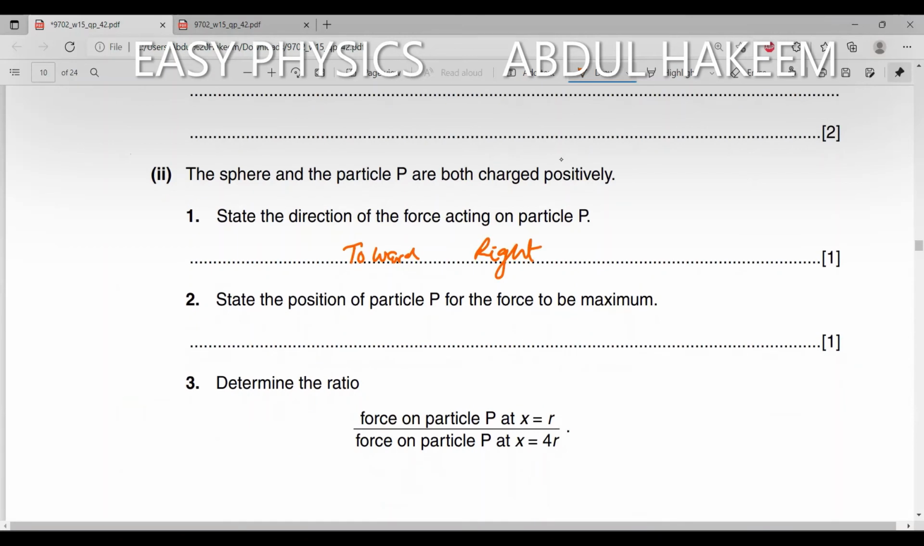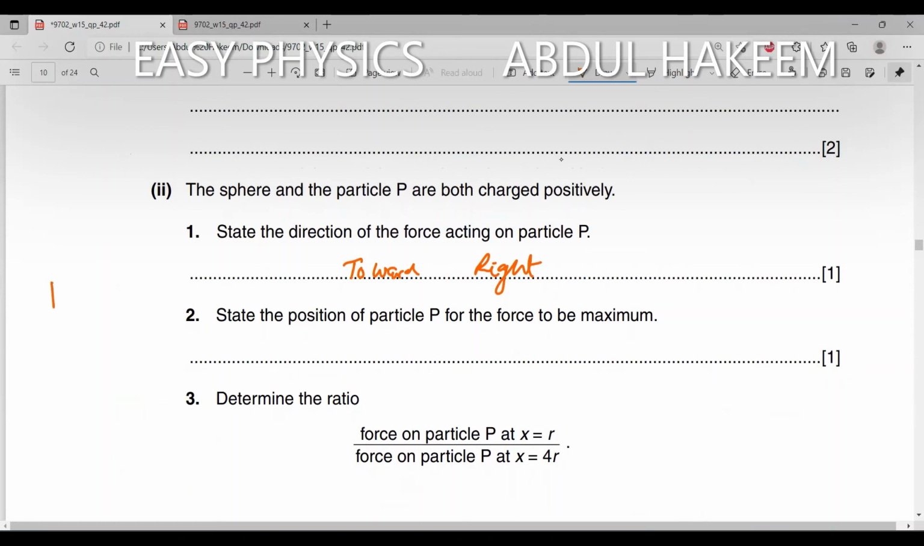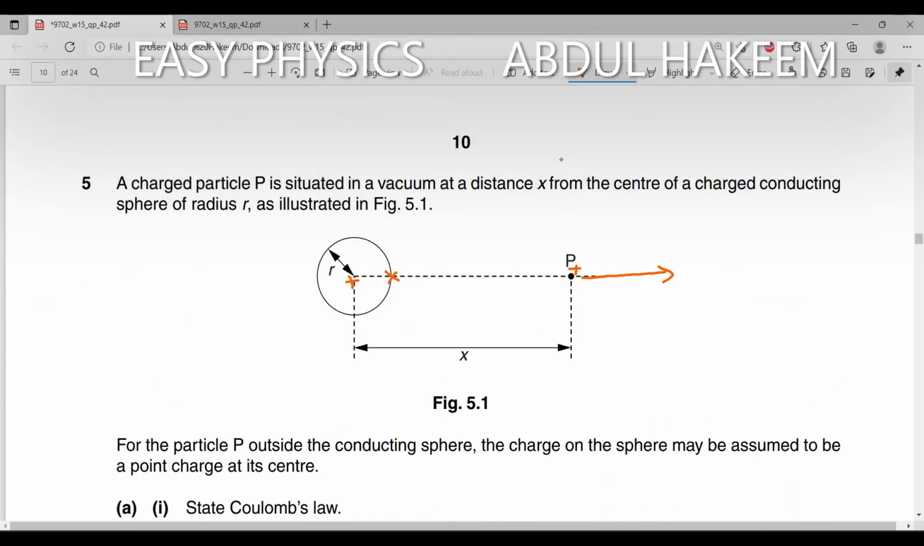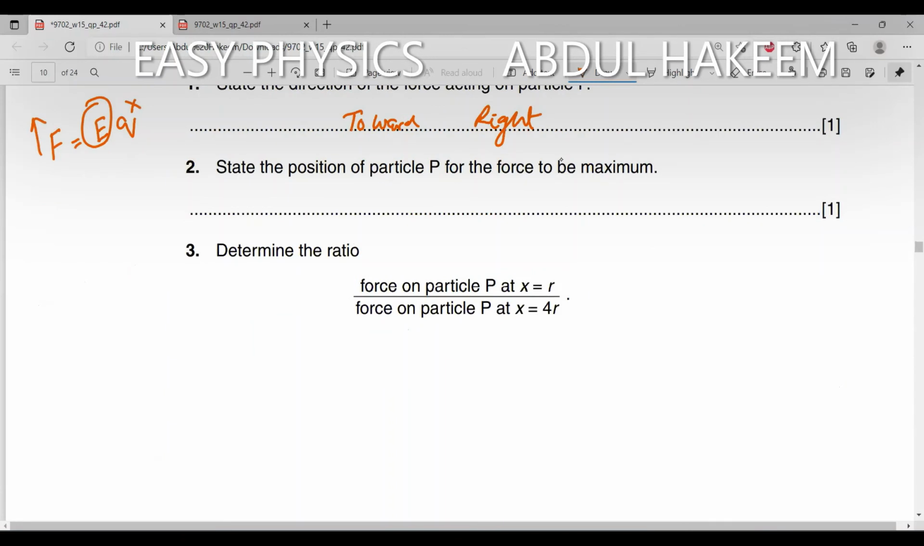State the position of the particle for the maximum force. Look, force F is equal to EQ. So charge is constant, and the maximum force is where E is maximum, and E is always maximum at the surface of the charged sphere. So we will write here: at the surface of the charged sphere. When P is placed at the surface of the charged sphere, it will experience the maximum force.